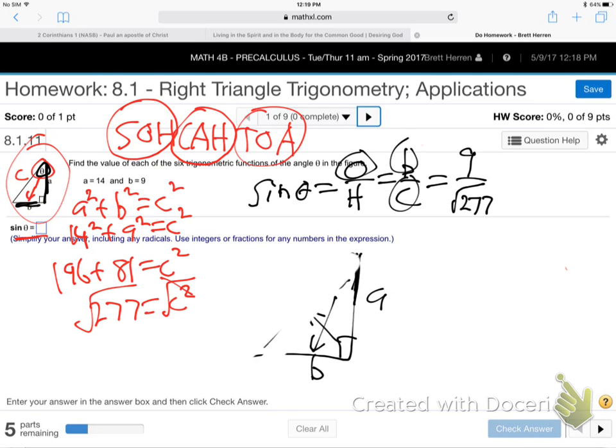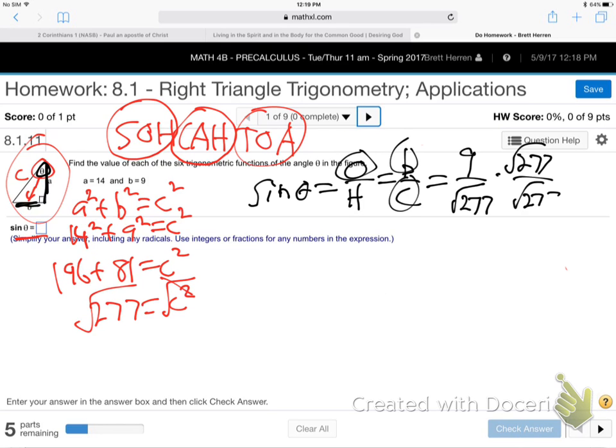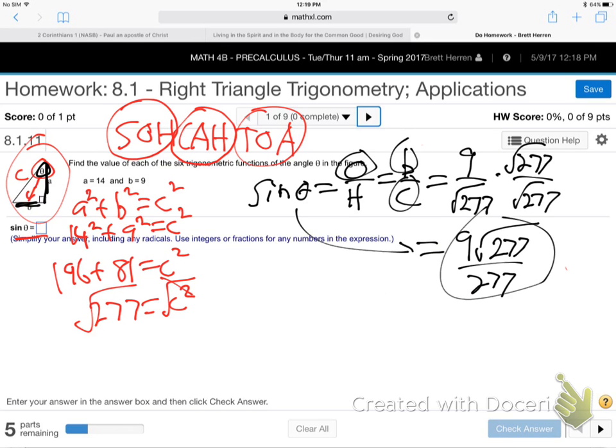All right, and we can't leave the root in the bottom, although we wish we could. I really don't care on a test. Multiply top and bottom by root 277. So it'll be 9 root 277 over plain 277. There's the sine. Good?